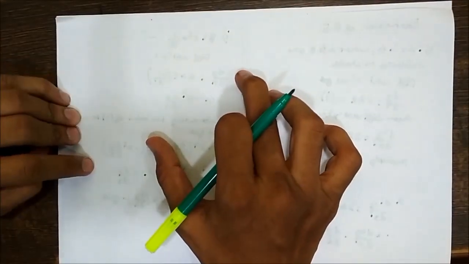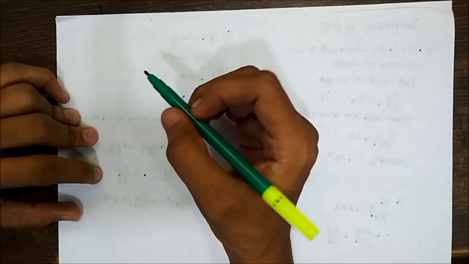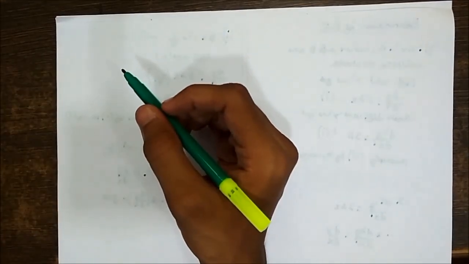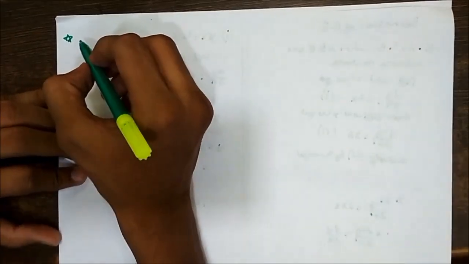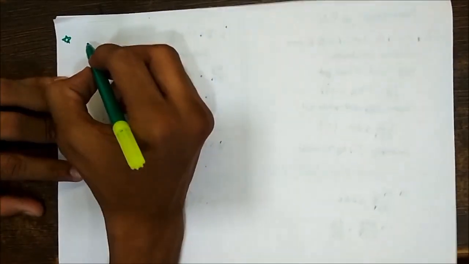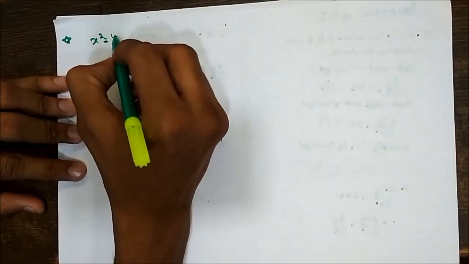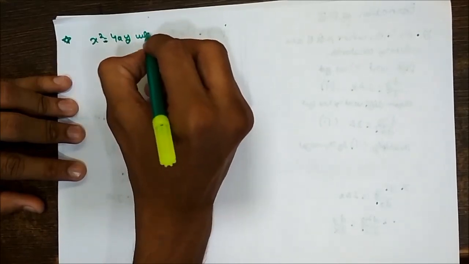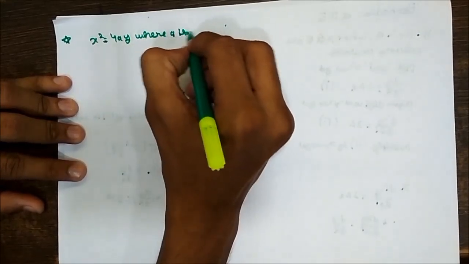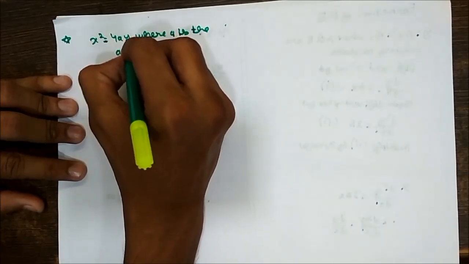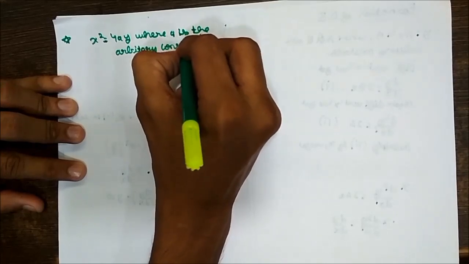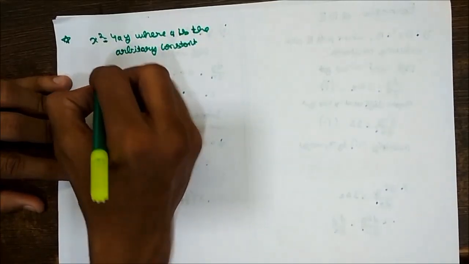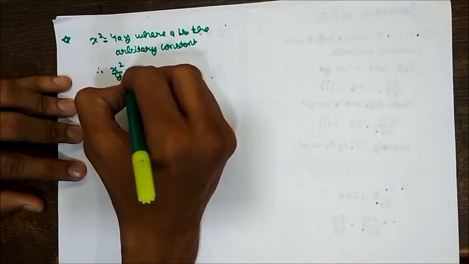Let's take another very important example. The question says, form the differential equation of all parabolas having the vertex at origin and axis along the positive y-axis. So the solution would be, let the equation of parabola be x square is equal to 4ay, where a is the arbitrary constant, so therefore x square upon y is equal to 4a.